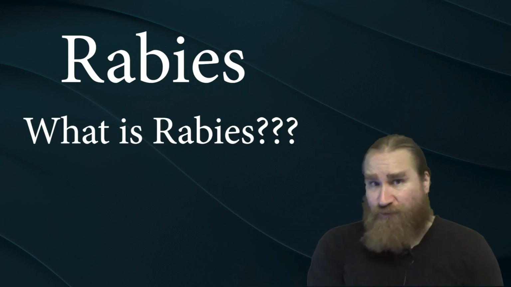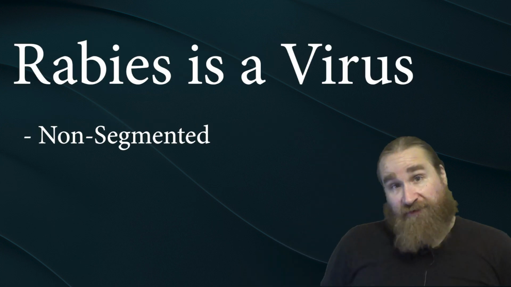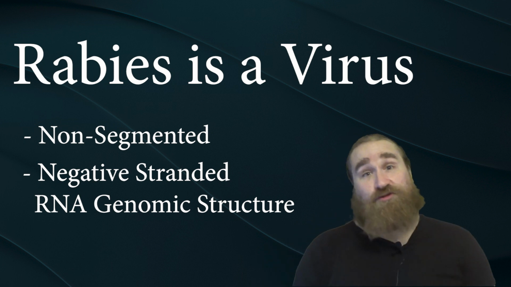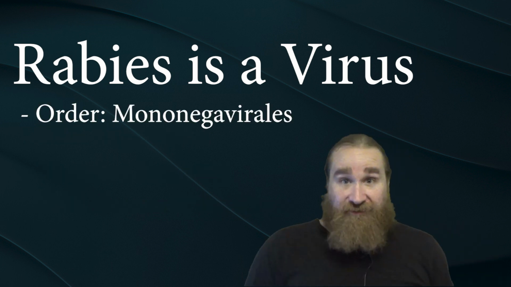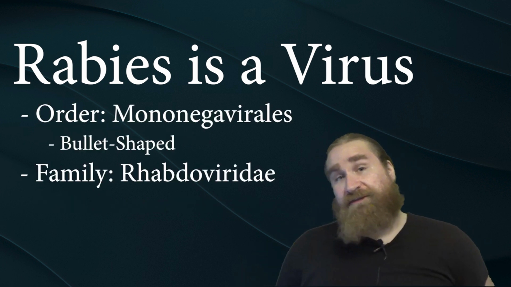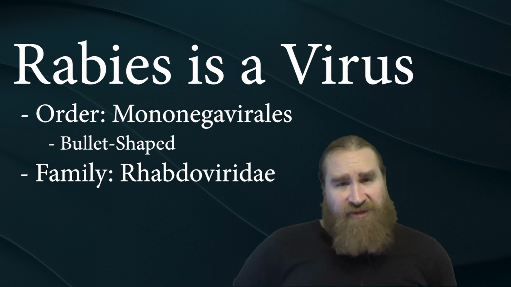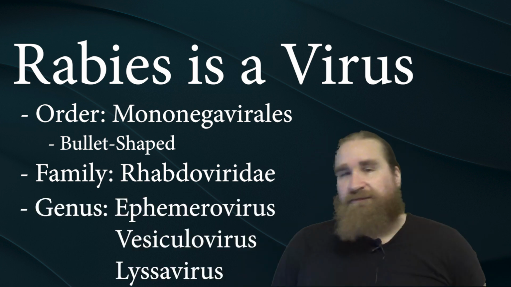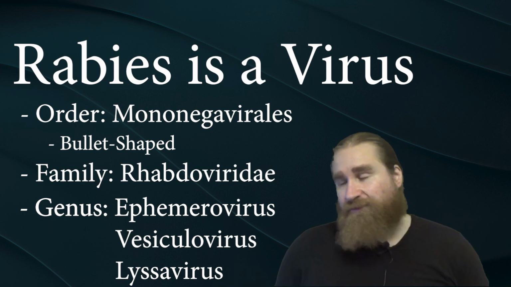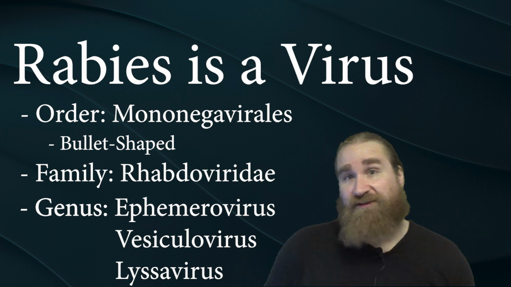So what exactly is rabies? Rabies is a non-segmented virus with a negative stranded RNA genomic structure in the order Mononegavirales. It's typically bullet-shaped and is part of the family Rhabdoviridae. And in this family you have the genuses Ephemerovirus, Vesiculovirus, and Lyssavirus. And it's under the genus Lyssavirus that we find rabies, along with others.